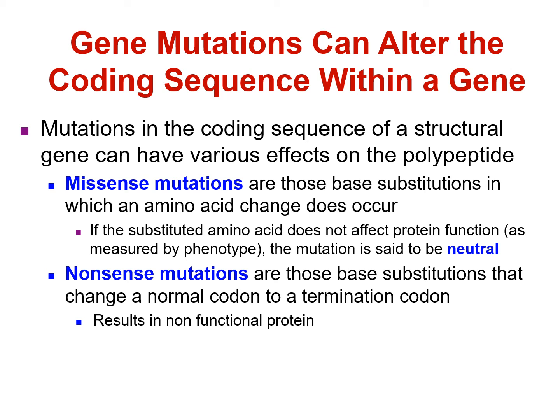The nonsense mutation, on the other hand, changes a normal codon into a stop codon that does not code for an amino acid and stops the production of the protein wherever it occurs. So nonsense mutations almost always result in a non-functional protein.